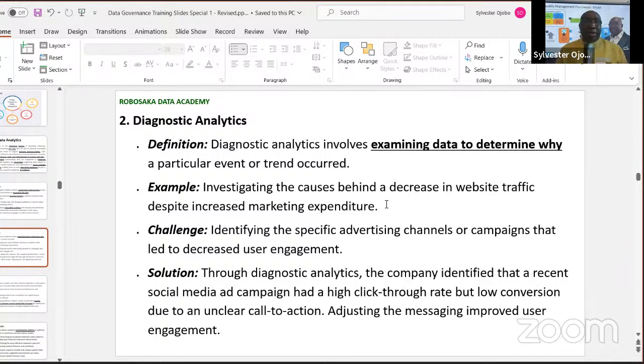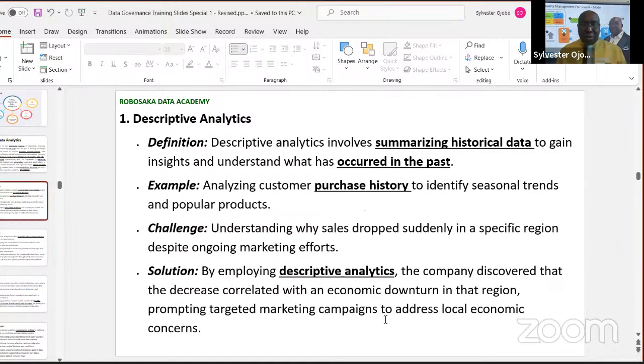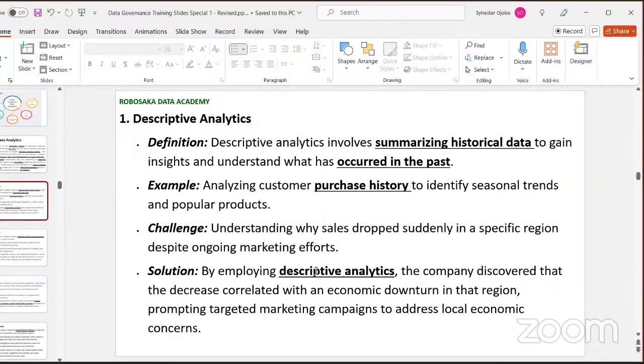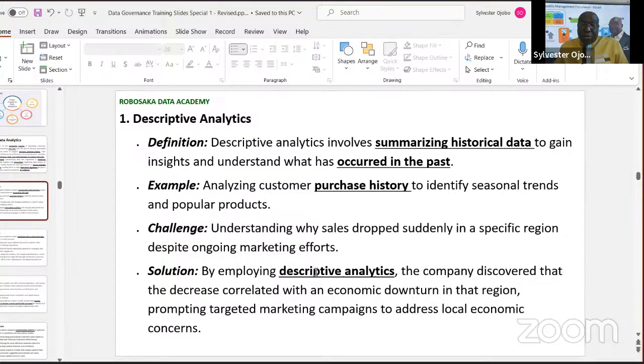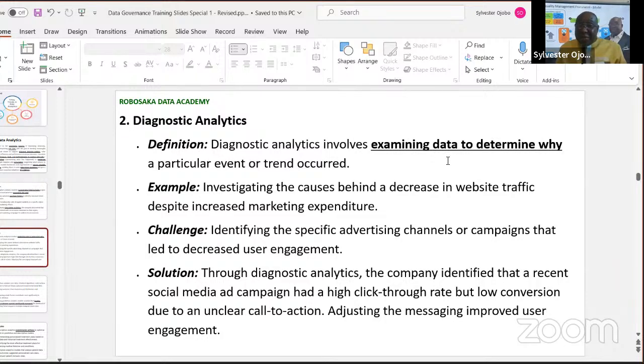It's just like when Omo mentioned, when we were talking about why we have downtown, why we have essays that drop suddenly. A lot of you related to it, including maybe saying that because they have to change the national anthem. Omo then began to describe how the national anthem affects production. Diagnostic: you have to examine data to determine why a particular event or trend occurs.